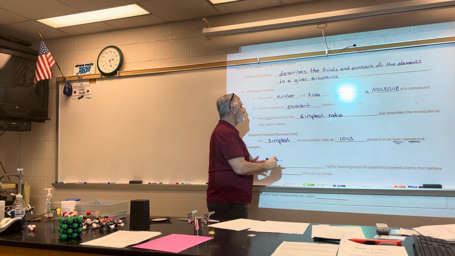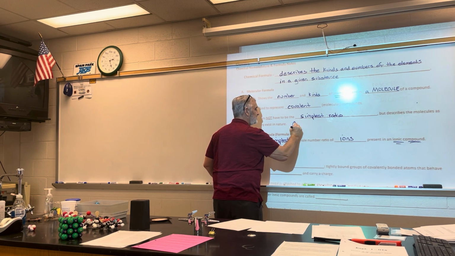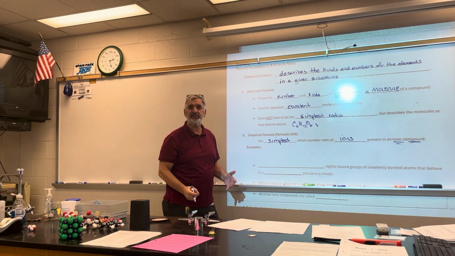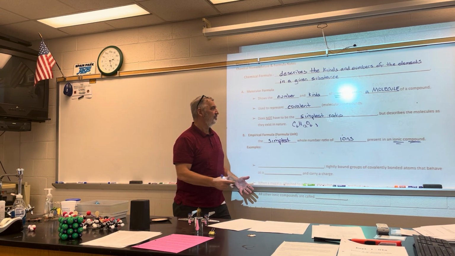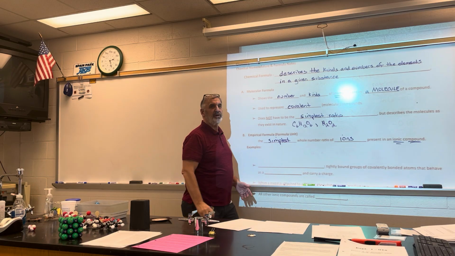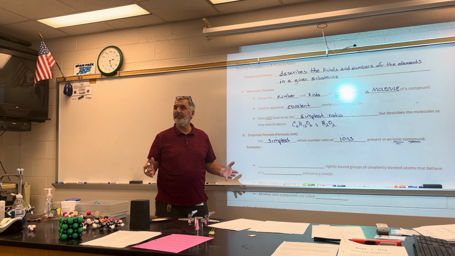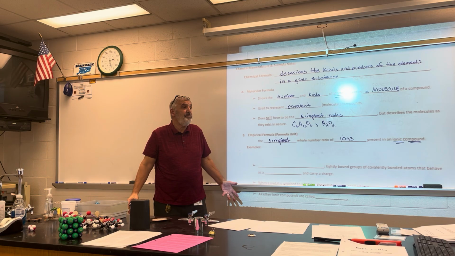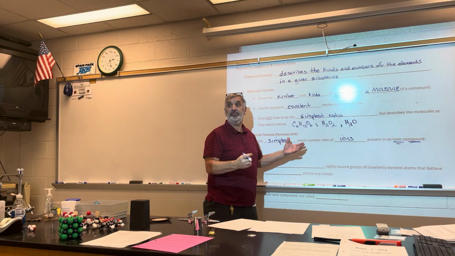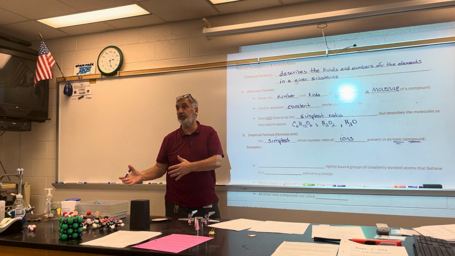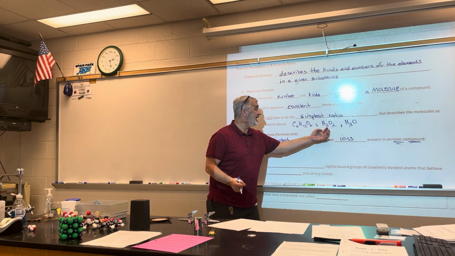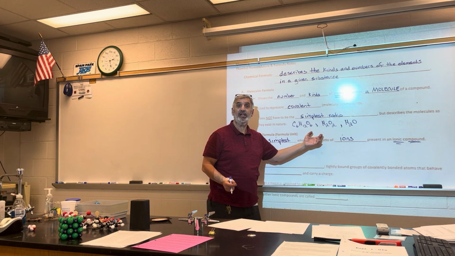But it describes the molecules as they exist in nature. For instance, C6H12O6. It's not the simplest ratio. It's the way the molecule exists. We talked about H2O2, hydrogen peroxide. That's the way the molecule exists. Now, it can be the simplest ratio. We have water. That is the simplest ratio, but it's also the molecular formula as well. So it just doesn't have to be the simplest ratio. It's how the molecule exists.